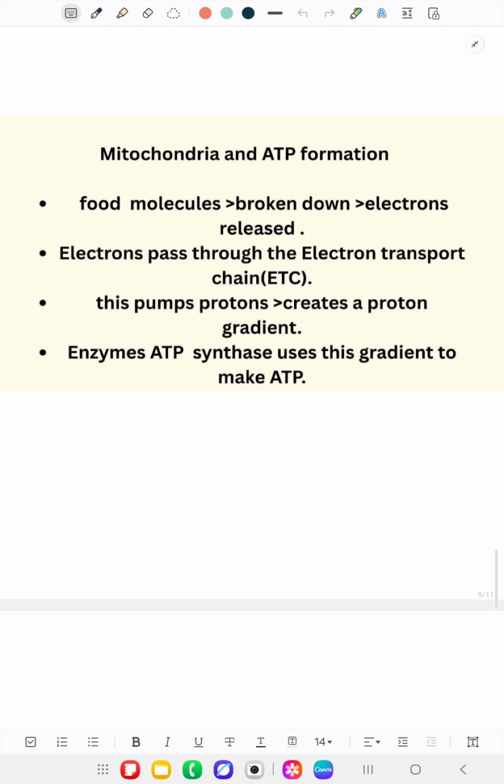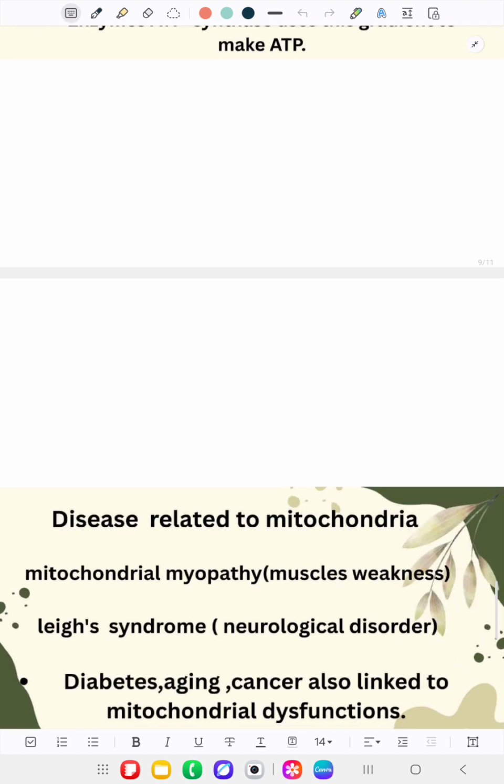Mitochondria and ATP formation. Food molecules are broken down and release electrons. Electrons pass through the electron transport chain, that is ETC. This pumps protons and creates a proton gradient. The enzyme ATP synthase uses this gradient to make ATP.